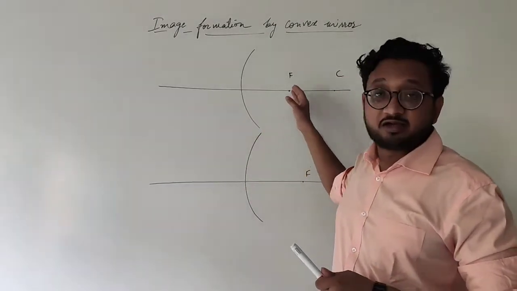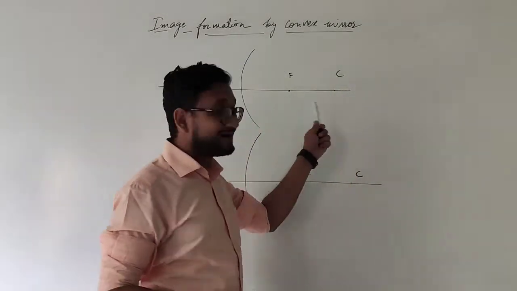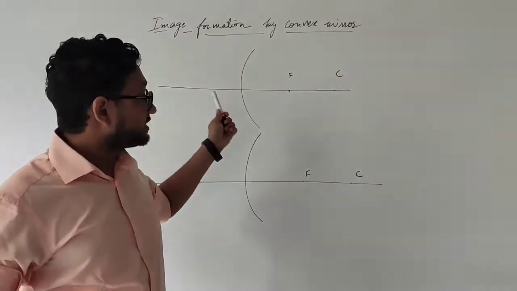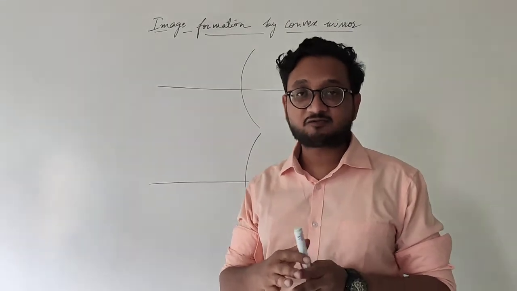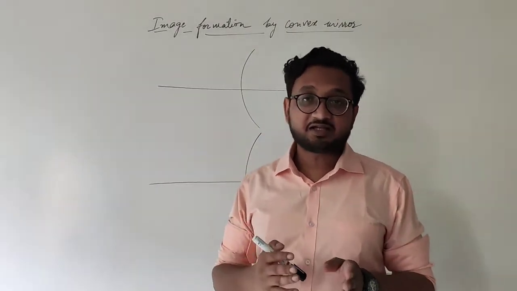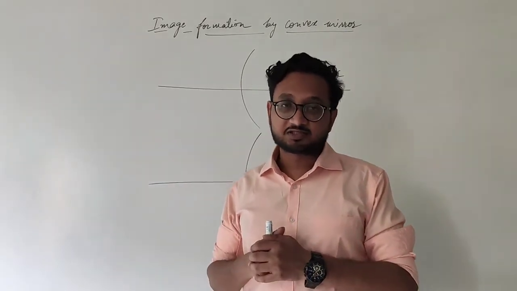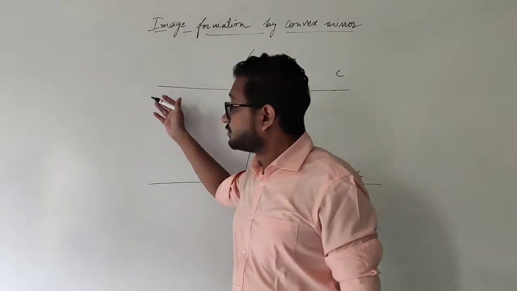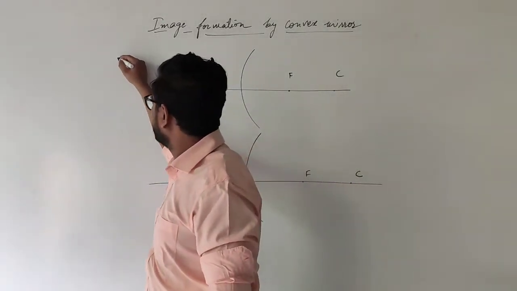In this case, F and C, that is focus point and center of curvature, are behind the mirror. And the rays of light are always diverging, they are not converging. Therefore they are not going to create any real image. They are always going to create a virtual image. So moving on, let's try the first one, that is at infinity.